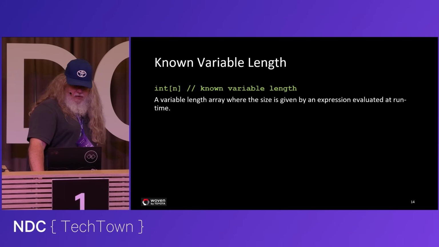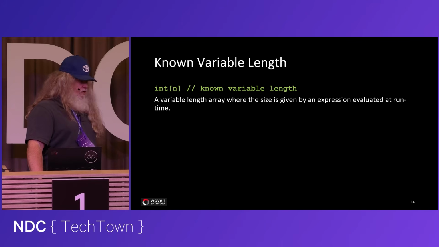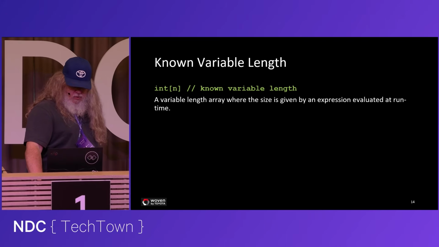So second, we could have an array of known variable length, and here we just have an expression that's evaluated at runtime, right? So it could be n, it could be passed into a function, it could be read from a command line, or input from, I guess, an untrusted, tainted source.